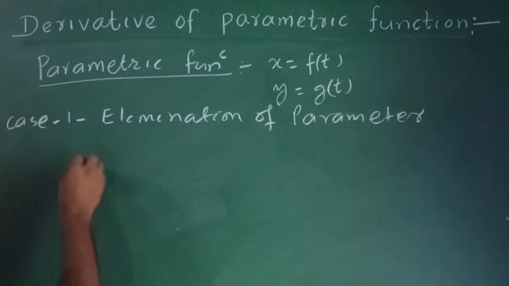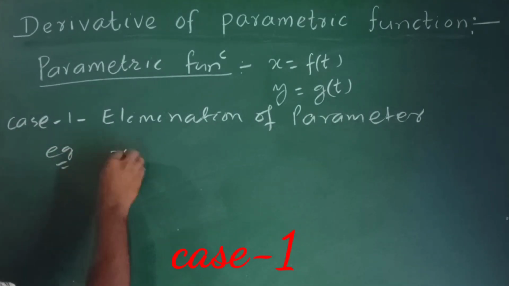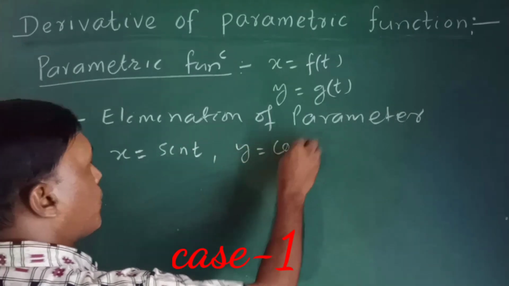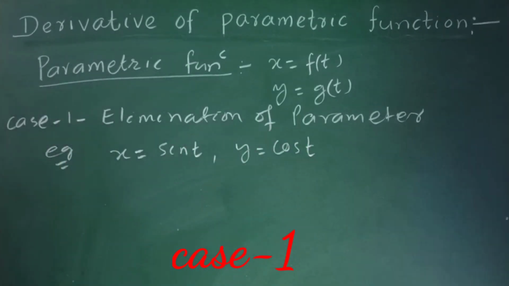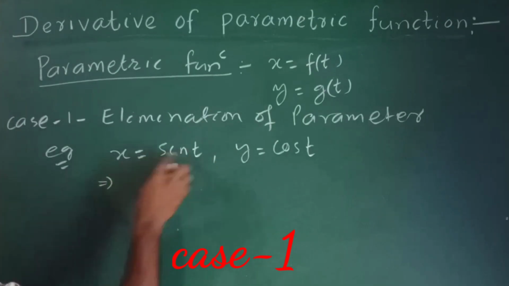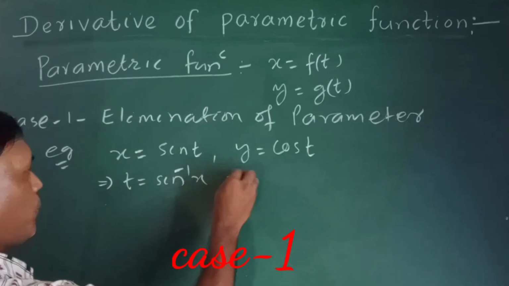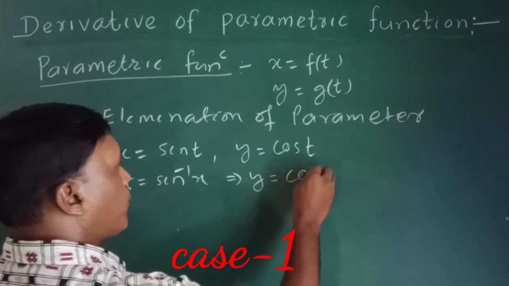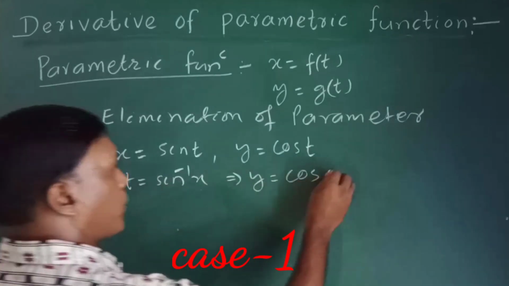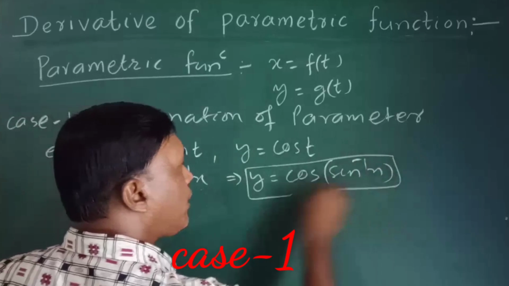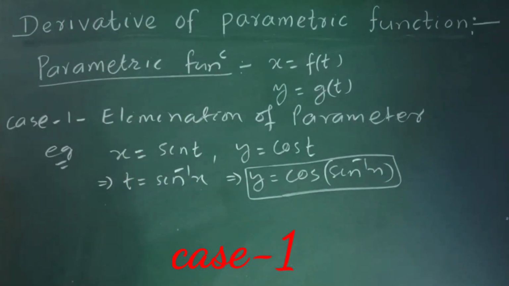कैसे? Look at here. Suppose we have given x is equal to sin t, y is equal to cos t. So this is parametric function, but here t can be eliminated. Like x is equal to sin t means t is equal to sin inverse x, which implies y is equal to cos of t is equal to sin inverse x. That means here t is not present. t को निकाल दिया गया. Elimination means t को निकाल दो, t को ओमिट कर दो.